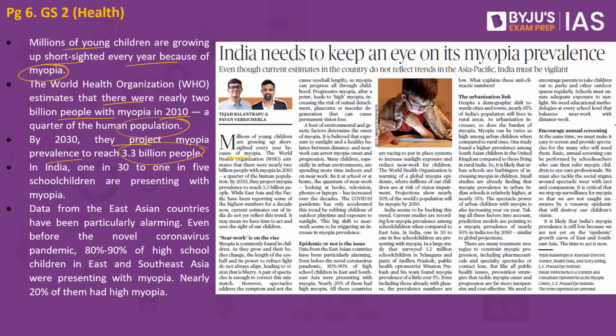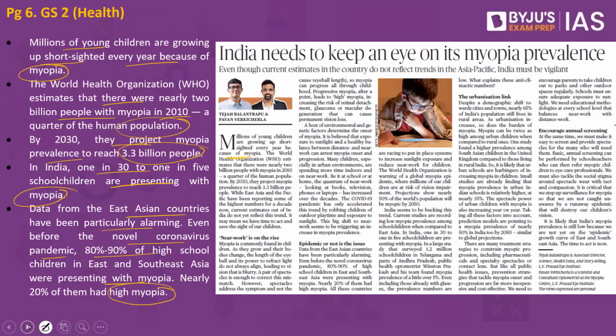If we consider the statistics with respect to India, 1 in 30 to 1 in 5 school children present with myopia, and data from East Asian countries have been particularly alarming. Even before the novel coronavirus pandemic, 80 to 90% of high school children in East and Southeast Asia presented with myopia, and nearly 20% of them had high myopia. This basically means children are suffering from myopia, and this needs to be taken into account by policymakers, parents and teachers.